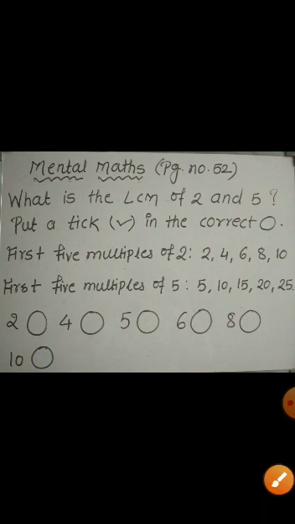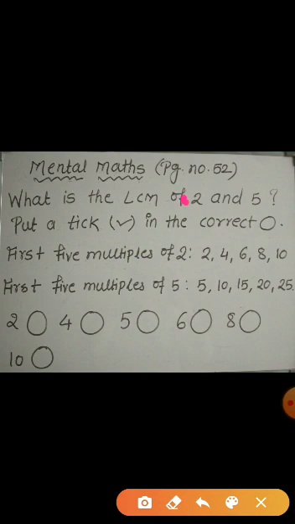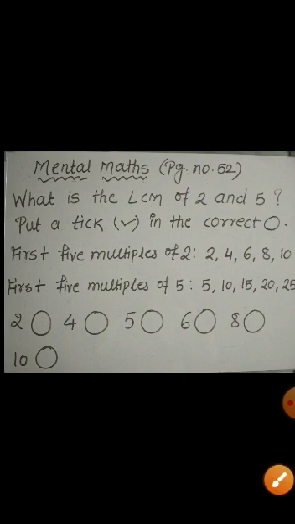We have an alternative method also to find the LCM of 2 and 5. Just now we have seen in property number 5, the LCM of two co-prime numbers is the product of those numbers. As 2 and 5 are co-prime numbers, their LCM will become their product, that is 2 into 5, 10. So in this way also you can find the LCM of two co-prime numbers by using the property.